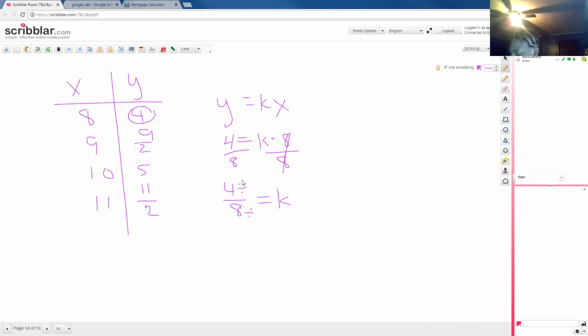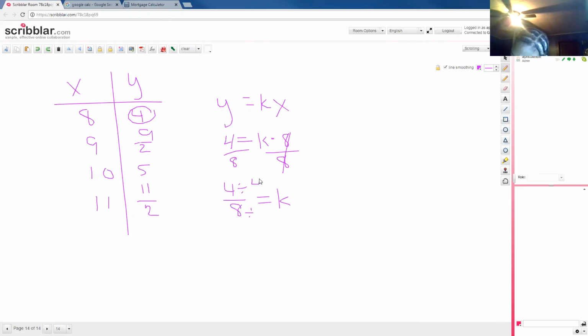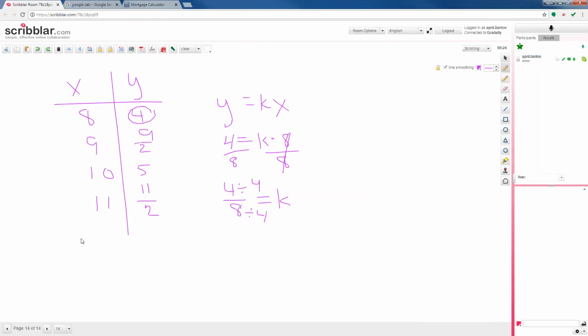So what do you think? Biggest number that divides into 4 and into 8? Haven't heard any answers so far, but the biggest number is a 4. 2 divides into both of them, but the biggest one is 4. So 4 divided by 4 is 1, and 8 divided by 4 is 2. So the constant of variation is 1/2.